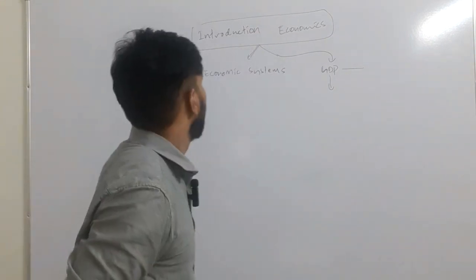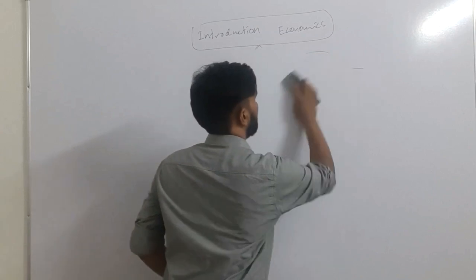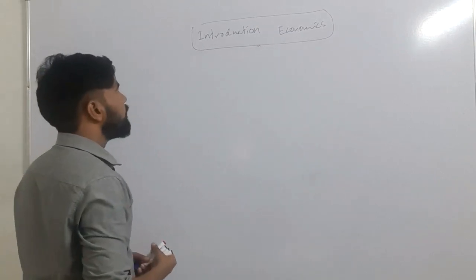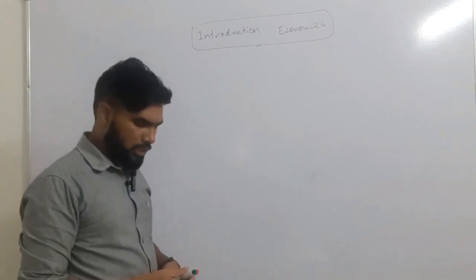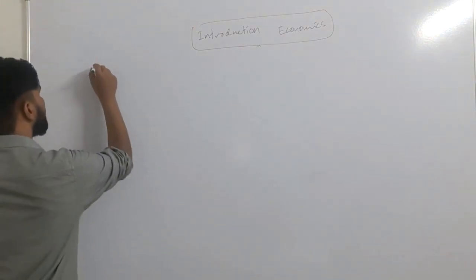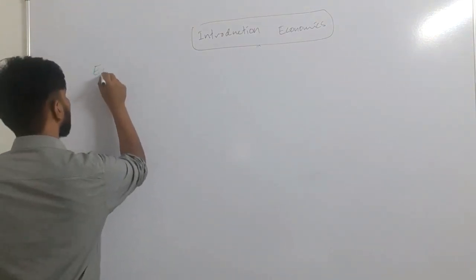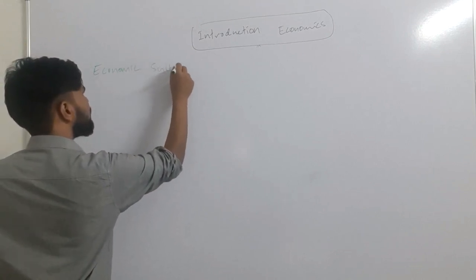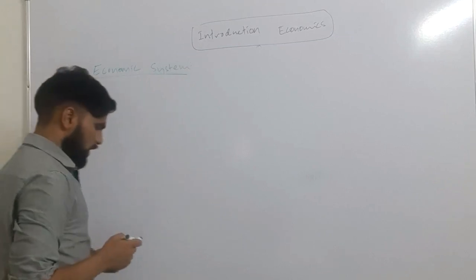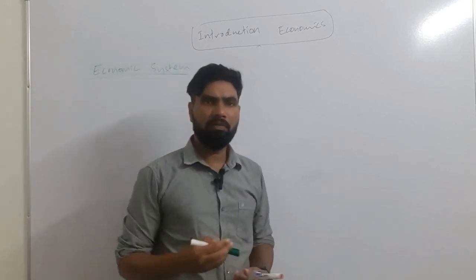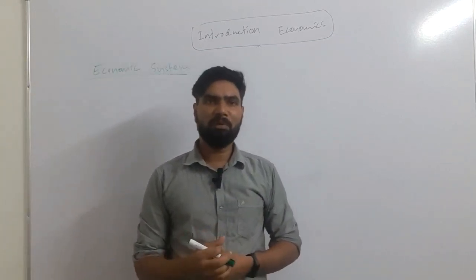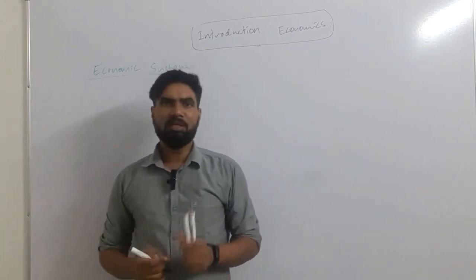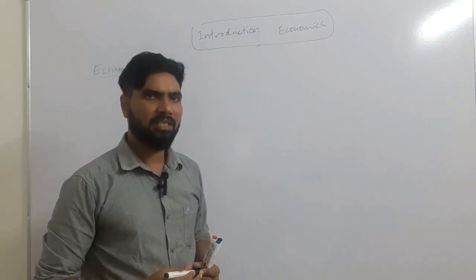So we will start with the first part, that is types of economic systems. Before that, we have to briefly understand what an economic system is. So can you tell me, what is an economic system? Or I will make it simple: what are the components in an economic system? Pause the video and try to answer the question.